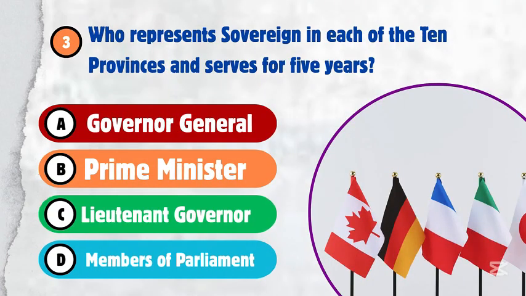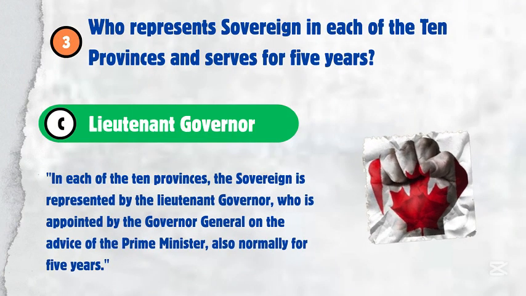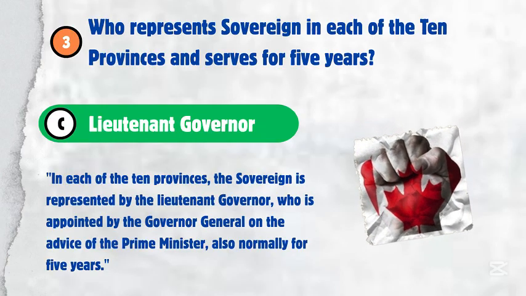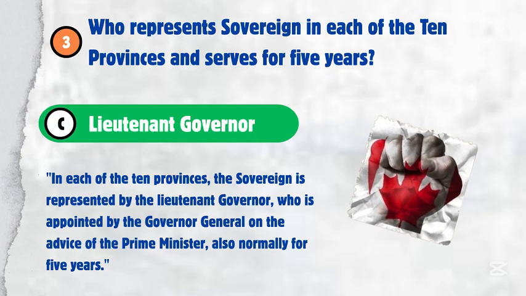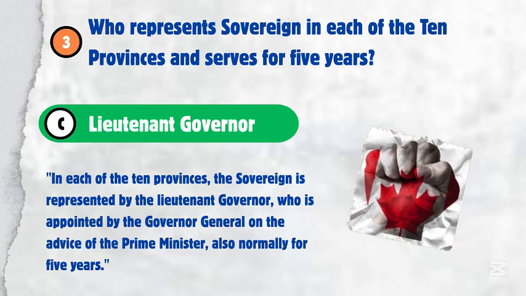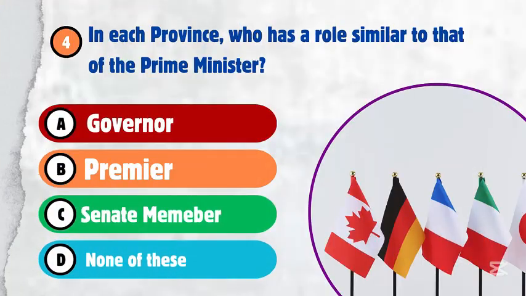3. Who represents the Sovereign in each of the 10 provinces and serves for 5 years? A. Governor General. B. Prime Minister. C. Lieutenant Governor. D. Members of Parliament. Answer: C. Lieutenant Governor. In each of the 10 provinces, the Sovereign is represented by the Lieutenant Governor, who is appointed by the Governor General on the advice of the Prime Minister, also normally for 5 years.